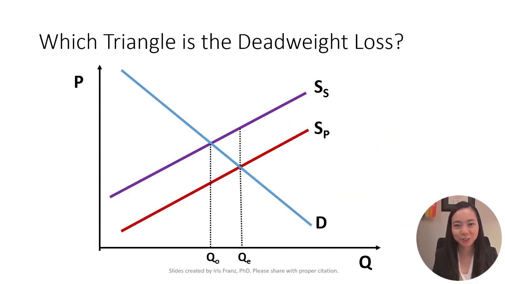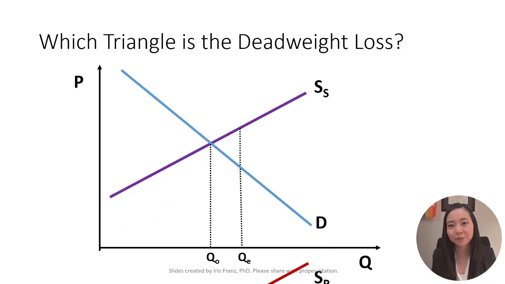Here is the challenge again. We see two triangles. So which one is the deadweight loss? We use the same tip as before. We will focus on the social supply curve because it reflects the cost to the entire society. We will erase the private supply curve. Once we erase the private supply curve, you see only one triangle. That is the deadweight loss.